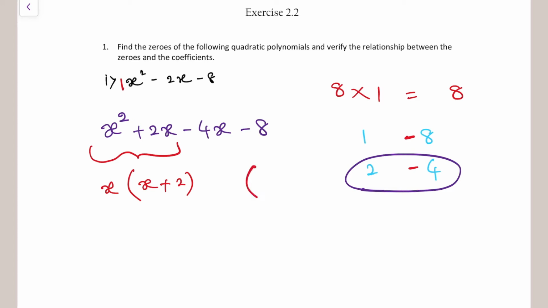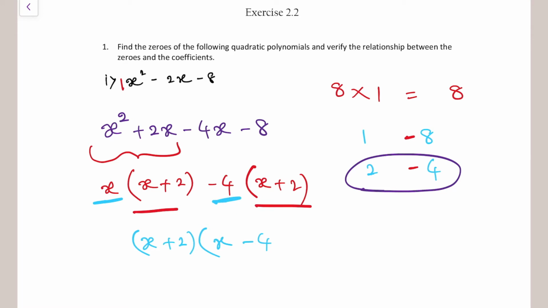Here also, whatever you got inside the bracket, write the same as it is, x plus 2. Now observe the third term. Here the third term is minus 4x, right? Already x inside the bracket was completed, so it remains minus 4. So now if we observe this clearly, here x plus 2 is there, here x plus 2 is there. Write x plus 2 one time, into the outside extra x and outside minus 4. So finally the factorization is x plus 2 into x minus 4.